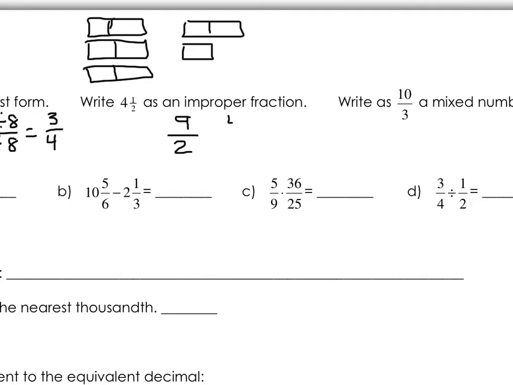You may have seen it as 4 times 2 plus 1 over 2. Same thing. You multiply the whole number times the denominator. That tells you how many pieces you're cutting the whole numbers into. 8 pieces, plus the 1 piece that you had in the fraction. So 4 times 2 plus 1 over 2 is 9 halves.